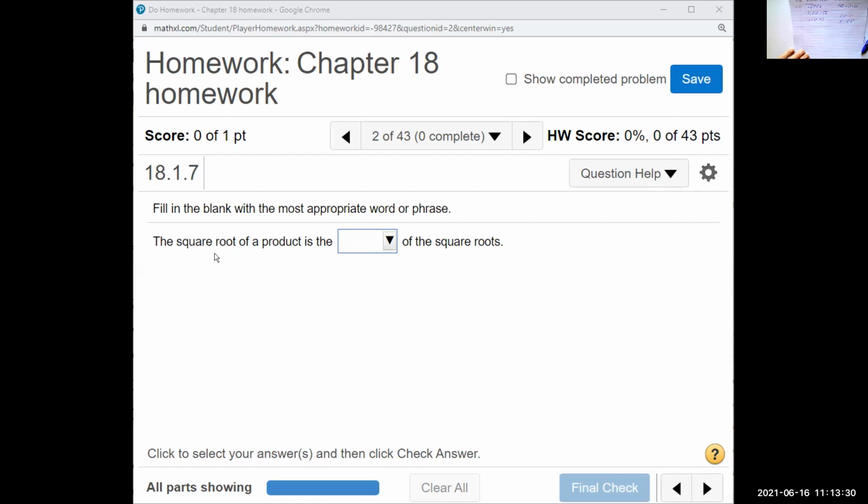Let's look at this problem where we're asked to fill in the blank. The square root of a product is the blank of the square roots. Well, we just did a problem. Let's see if we can figure out the right answer. The square root of a product is the difference, the sum, the product, or the quotient of the square roots. Well, the square root of the product is the product of the square roots, which is what we used in the previous problem. That is the correct answer.